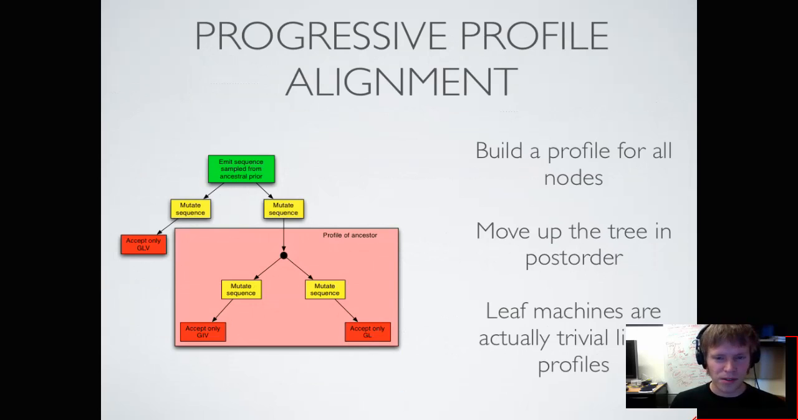And so the way we use these for alignment is that we create a profile for each of the internal nodes, and then we move up the tree, starting from the leaves, going up to the root, and join these profiles iteratively. Like I said, treating leaf sequences as just trivial linear profiles with no branching.